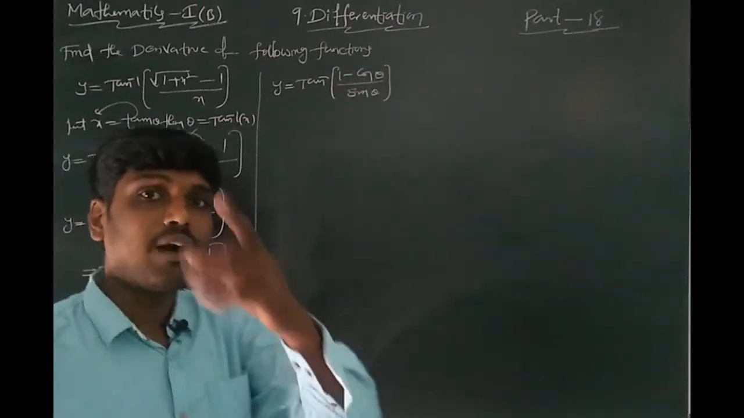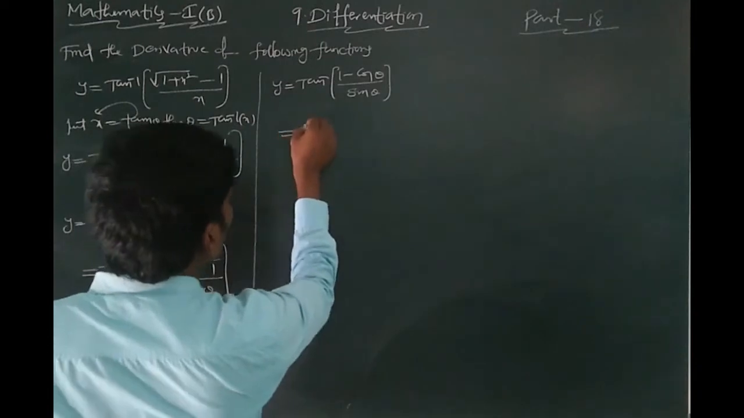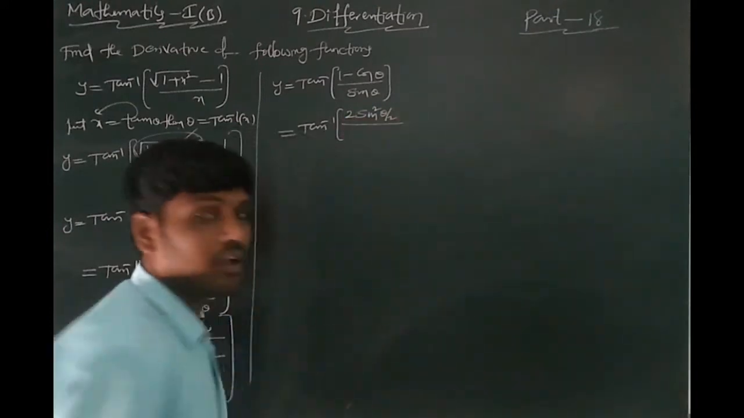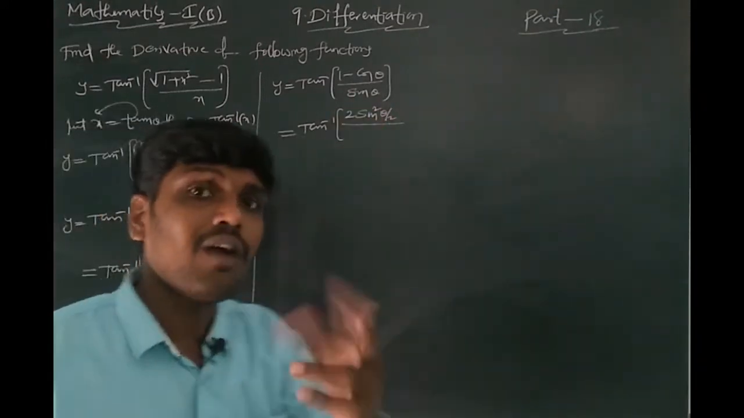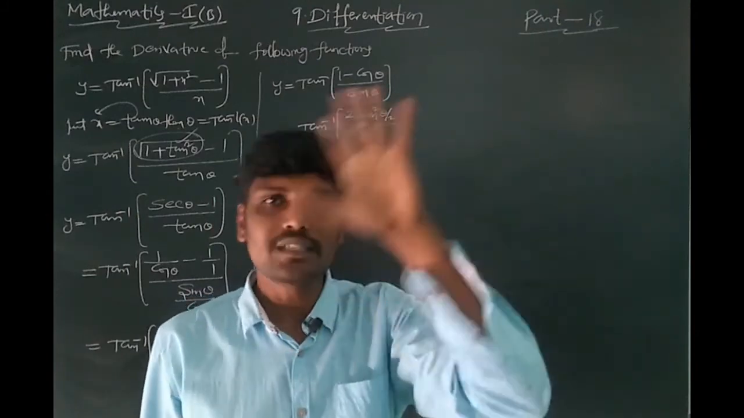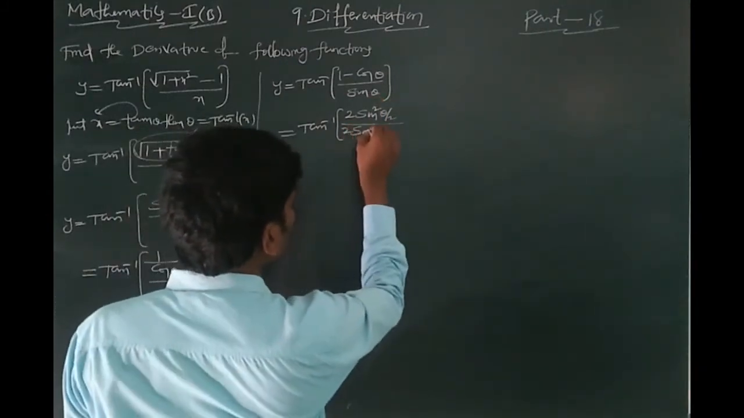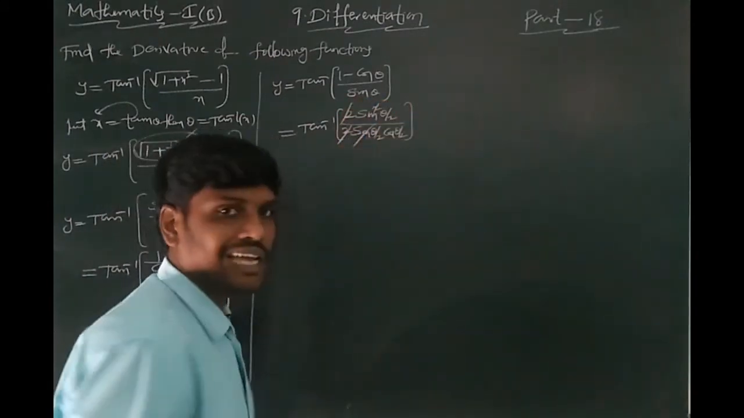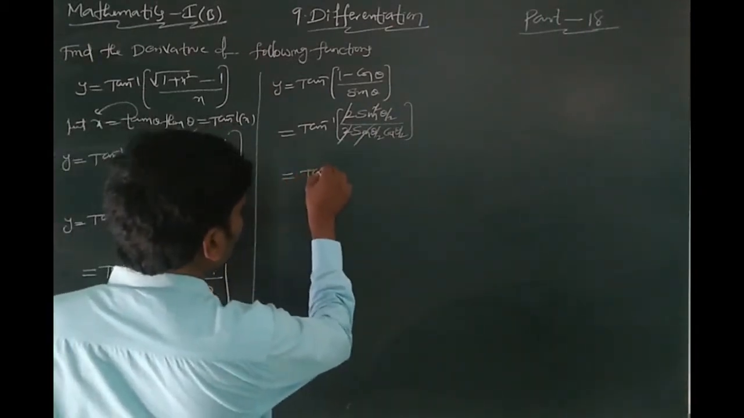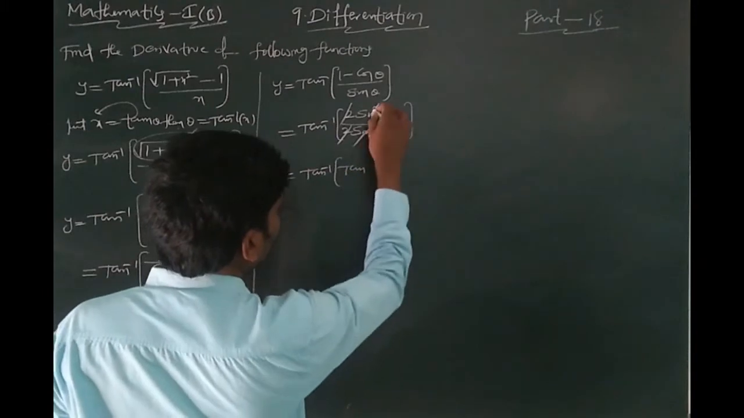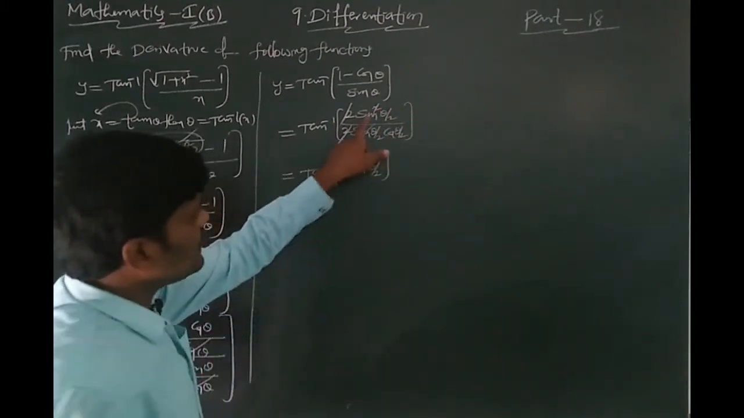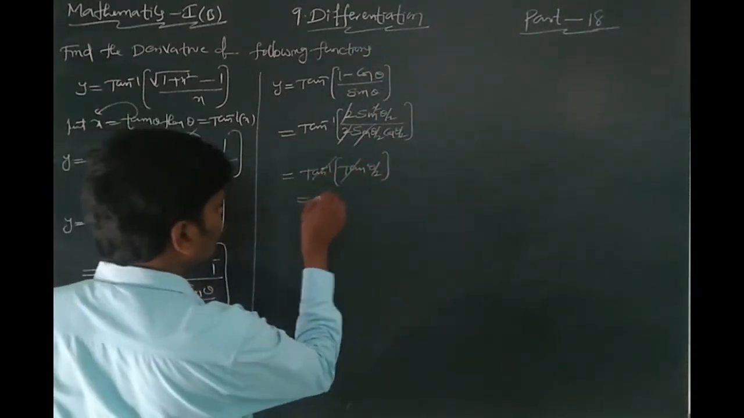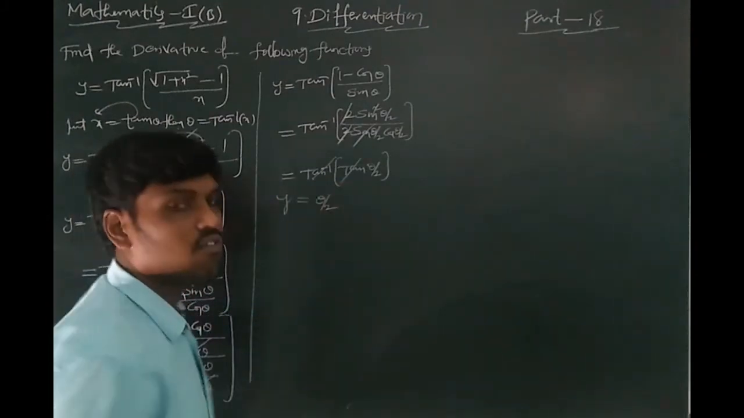Here the 1 minus cos theta formula is 2 sin square theta by 2. This is the formula of 1 minus cos theta. What is the formula of sin a? 2 sin a by 2 cos a by 2. That's why the sin theta formula is 2 sin theta by 2 cos theta by 2. Here 2 gets cancelled, one sin gets cancelled. Remaining tan inverse of sin theta by 2 by cos theta by 2. That's why you can write tan theta by 2. Here tan inverse gets cancelled. Remaining you get theta by 2. This is the value of y.